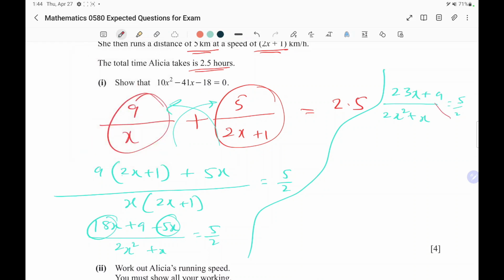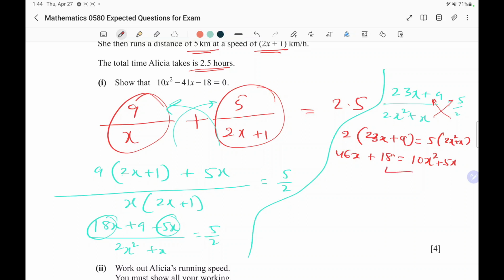Now again we can cross multiply, and then we can get twice of 23x plus 9 equals 5 times 2x squared plus x. So that is 46x plus 18 equals 10x squared plus 5x, right?